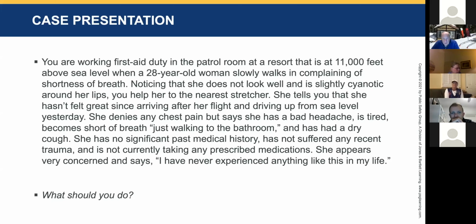Water. Did you notice the comment here about coughing? She's got a dry cough. What is that a symptom of? High altitude pulmonary edema. Okay, do you think she should do anything other than just go to a lower elevation?